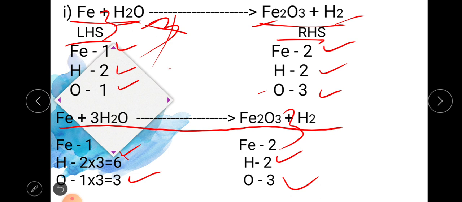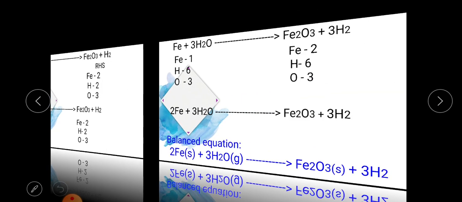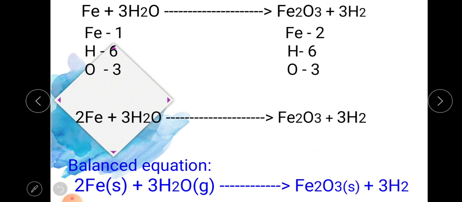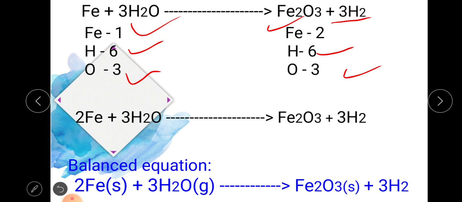Fe2O3, 3H2. Next step is that only. Okay, Fe plus 3H2O gives Fe2O3 plus 3H2. Now you will see hydrogen 6, oxygen 3, which is balanced. Iron is 2 in the product but 1 in the reactants. So what to do for balancing iron? Just write 2 in front of the formula, that is this.